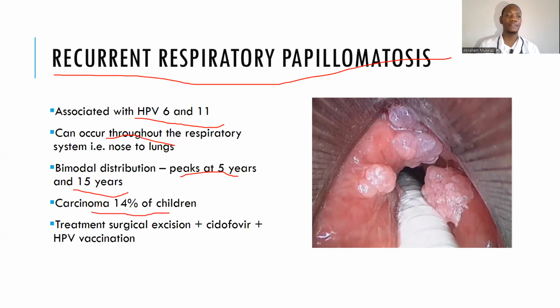In some cases, it can progress to a carcinoma in 40% of the children. And during the treatment, you have to excise them surgically, and then also usually add on cidofovir. And there's also a role of HPV vaccination in trying to control recurrence and to improve the outcome.